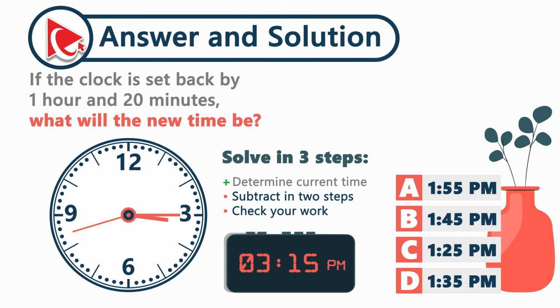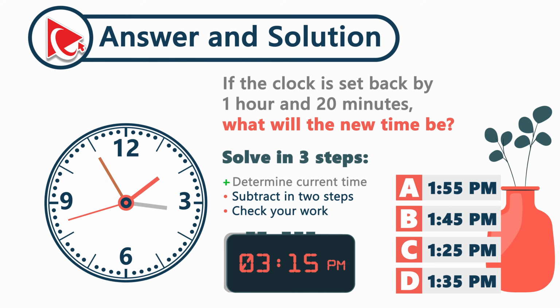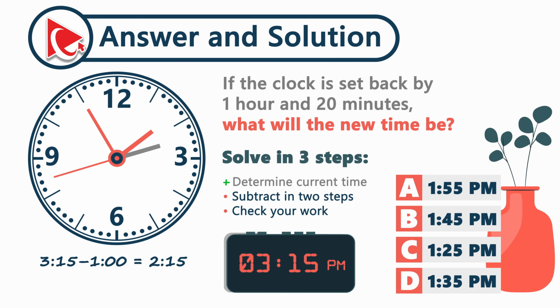Now let's move to step 2. We need to subtract time in 2 steps. First, let's subtract 1 hour from 3:15. Then subtract 20 minutes from the result to find the new time. 3:15 minus 1 hour equals 2:15. And then subtracting the minutes, 2:15 minus 20 minutes equals 1:55 p.m.